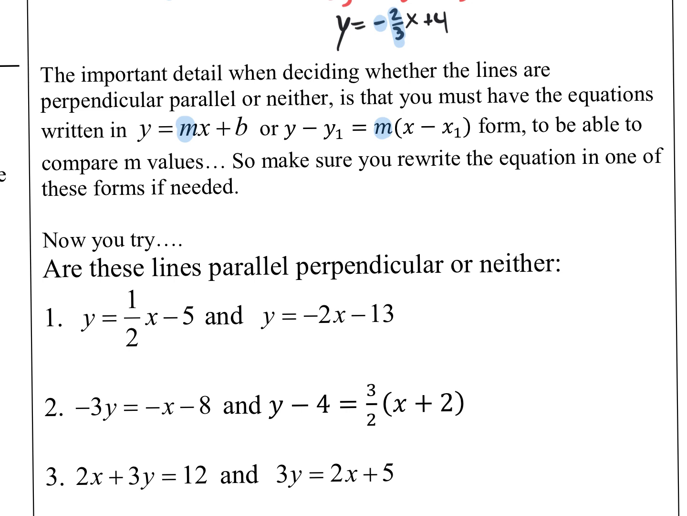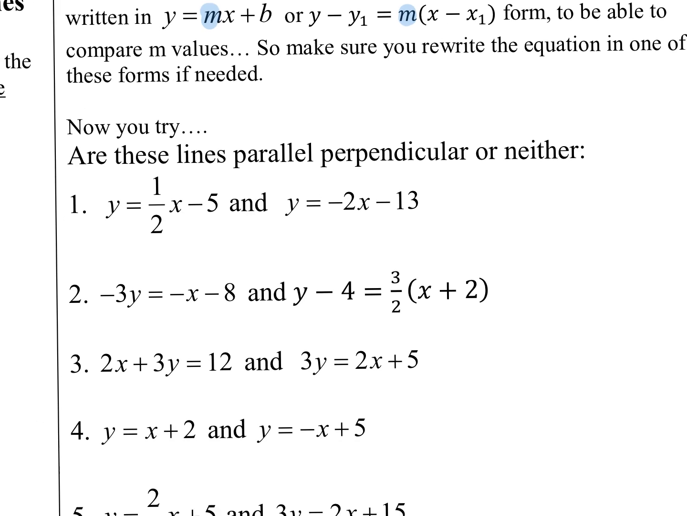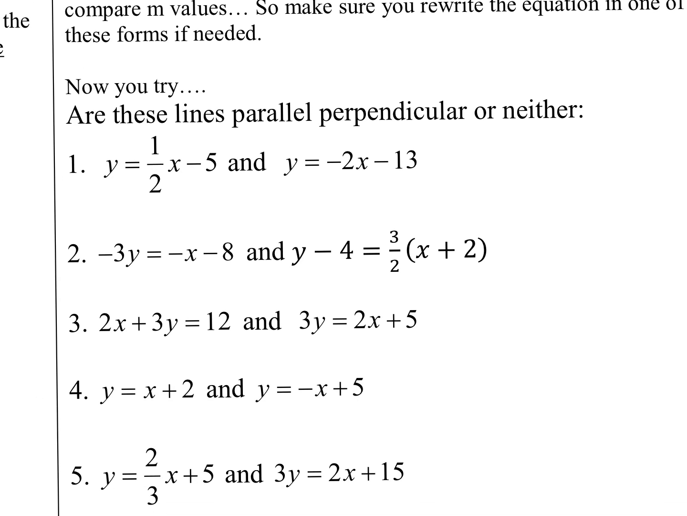And then when you're able to see the m values, if they're the same exact m value, you're going to say that they're parallel. If they are opposite reciprocal m values, you're going to say they're perpendicular. And if they're totally different and they're not opposite reciprocal, then you would just say neither. And those will be actual questions on next week's test, all right? And they actually come out on the final exam also.